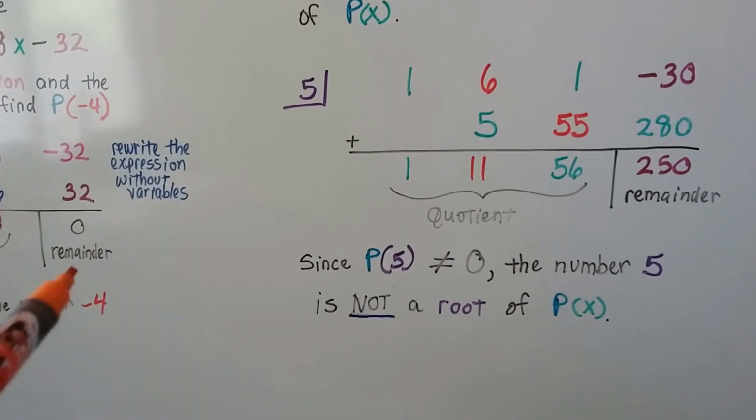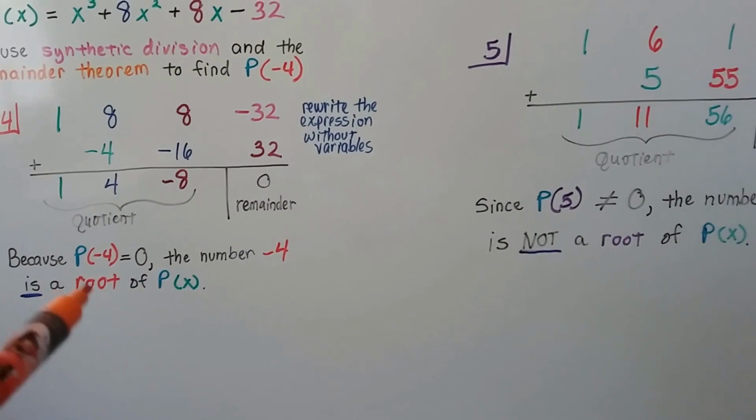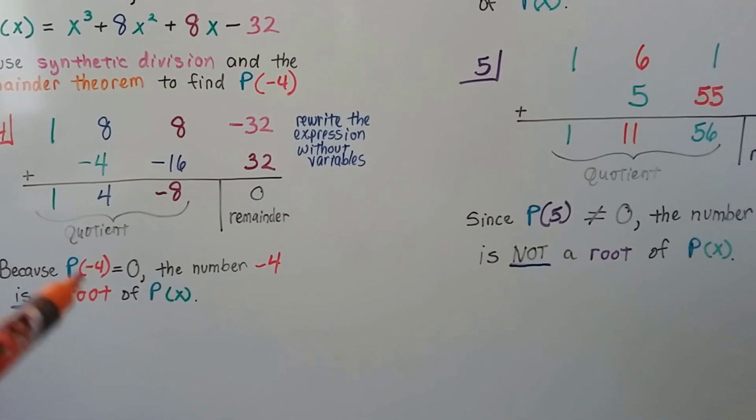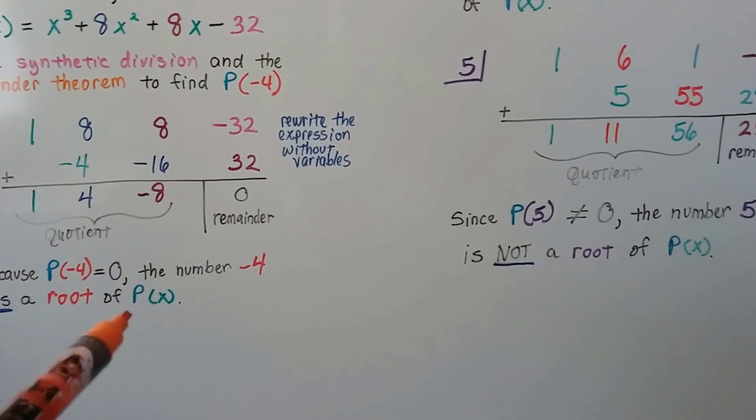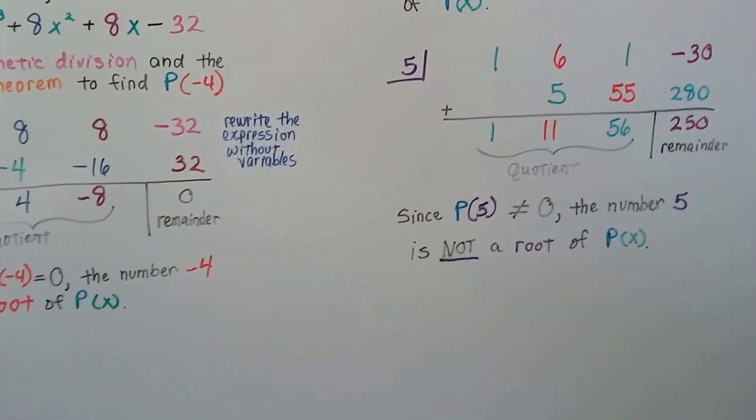So do you see what happens? When we had a remainder of 0, then the number we were looking for to see if it was a root, it is a root. When we don't have a remainder of 0, then it's not a root.